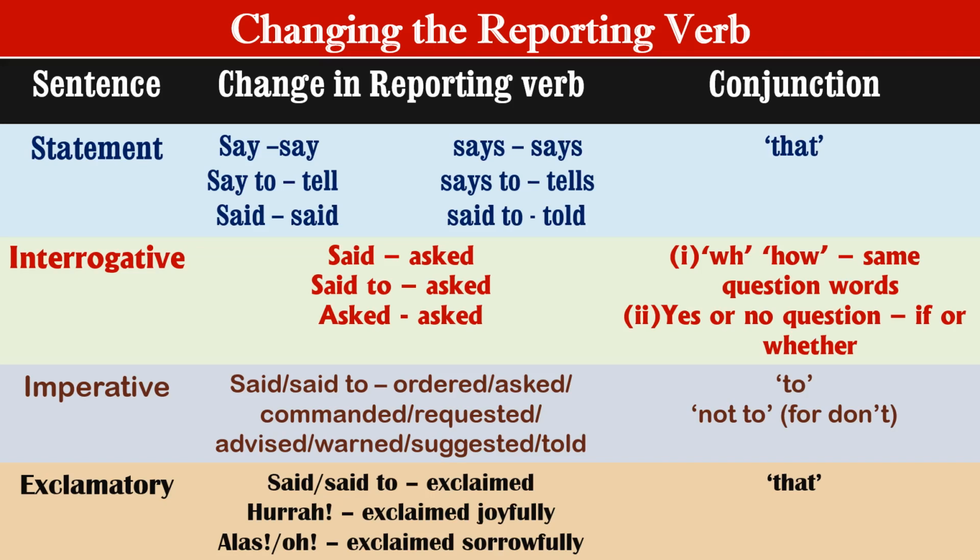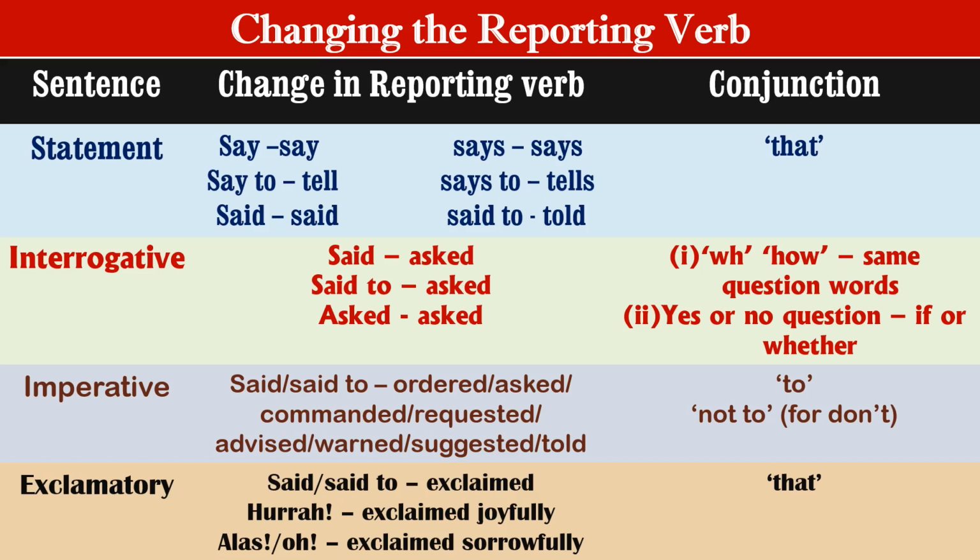Next, for a WH question, the question word will be there, and the same question word will be repeated in indirect speech also. And for a yes or no question, you must add if or whether. And the next one, imperative sentence. What is an imperative sentence?